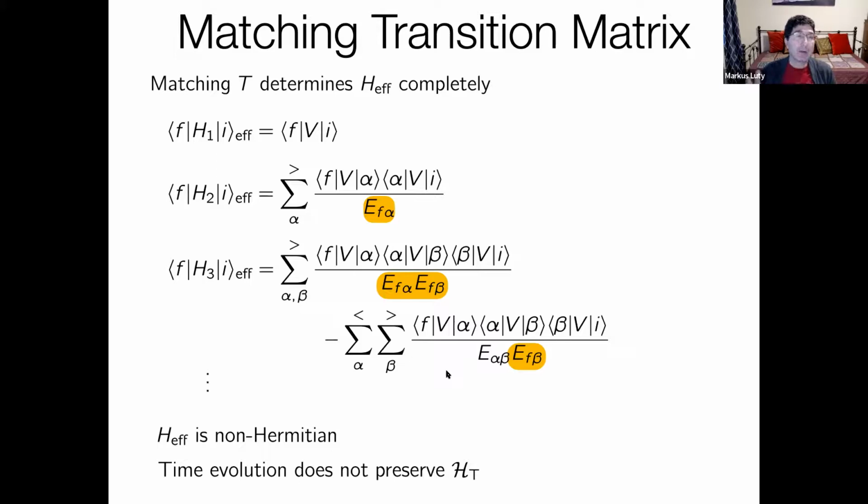Because remember, the quantity we're matching starts at t equals 0 and turns off the interactions at late times. So there's a definite asymmetry between the initial and final state built into sigma, and that reflects itself in the effective Hamiltonian. Okay. All right.